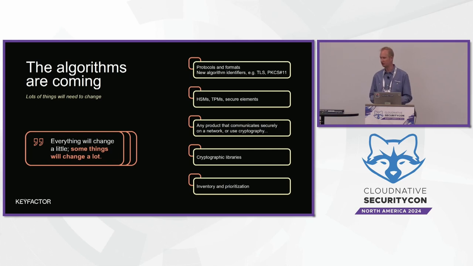Hardware security modules, TPMs, security elements will have to change. Sometimes a firmware update will be enough to support new algorithms. Sometimes actually new hardware replacement will have to be put in place of the old ones. So basically any product that communicates securely over a network or uses cryptography in any way will have to change. So which means cryptographic libraries, you know, OpenSSL or whatever, anything built into Go, Bouncy Castle, whatever you're using.